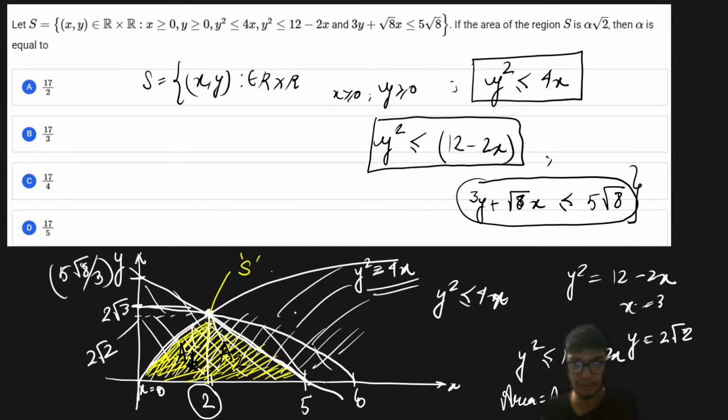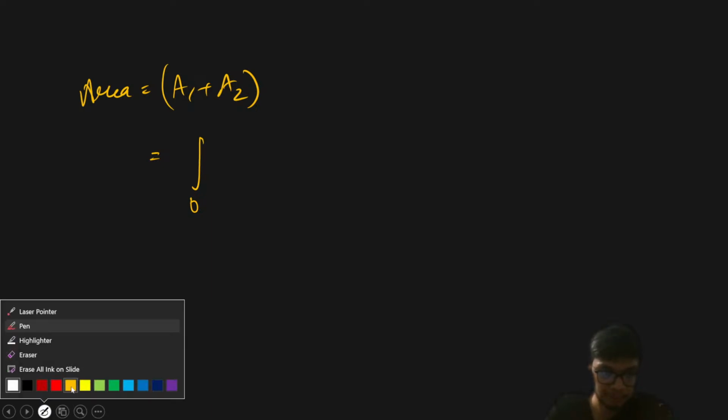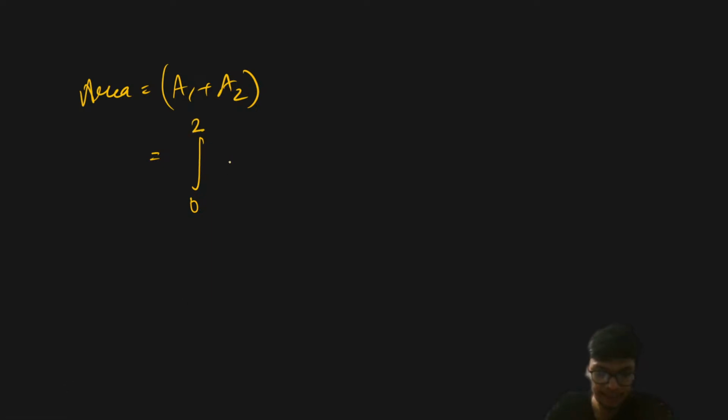I hope you have done it correctly. Okay, so the first integral over here, the first area, is going to be from 0 to 2, and y square is equal to 4x, so y is equal to 2 square root of x, and this will give me the integral of 2 square root of x dx. And the second part of the area is simply a triangle, because it is bounded by the linear curve, right? So it's a triangle, half into base into height, the base is 3 and the height is basically 2 root 2.